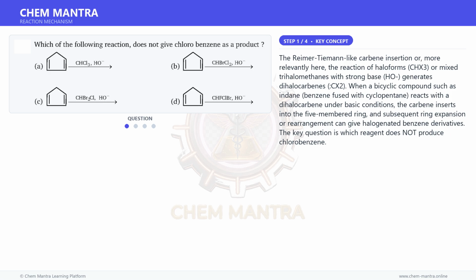The Reimer-Tiemann-like carbene insertion, or, more relevantly here, the reaction of haloforms, CHX3, or mixed trihalomethanes with strong base, HO-, generates dihalocarbenes CX2. When a bicyclic compound such as indane, benzene fused with cyclopentane, reacts with a dihalocarbene under basic conditions, the carbene inserts into the 5-membered ring, and subsequent ring expansion or rearrangement can give halogenated benzene derivatives. The key question is which reagent does not produce chlorobenzene.